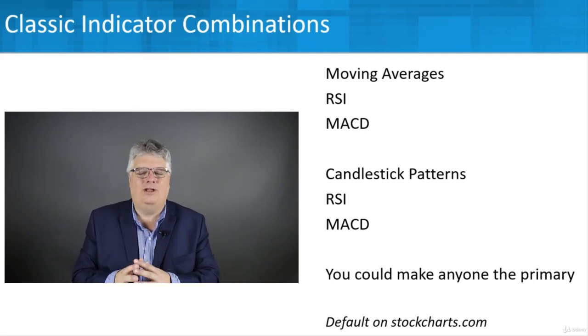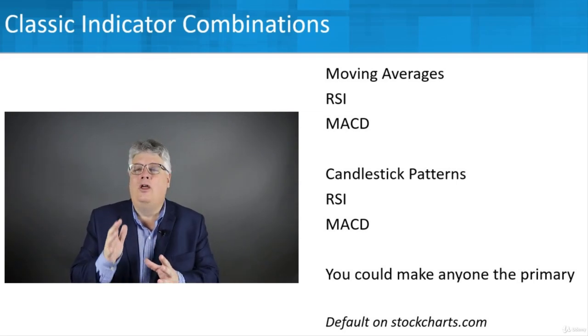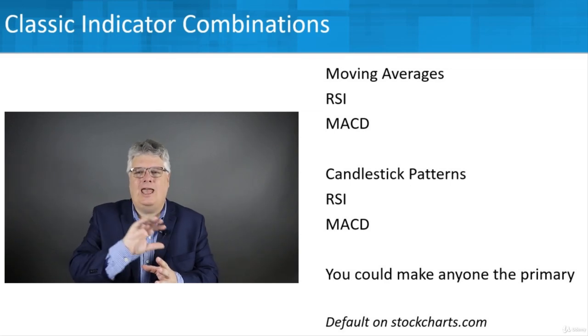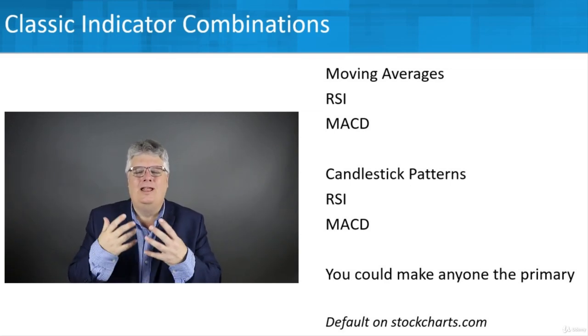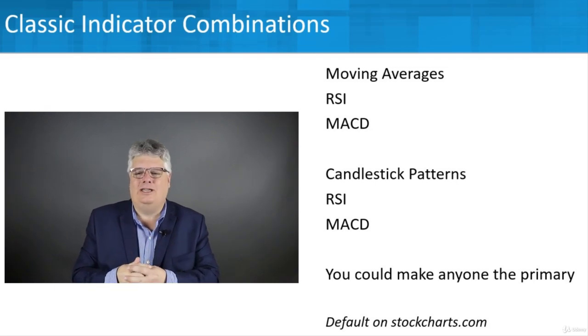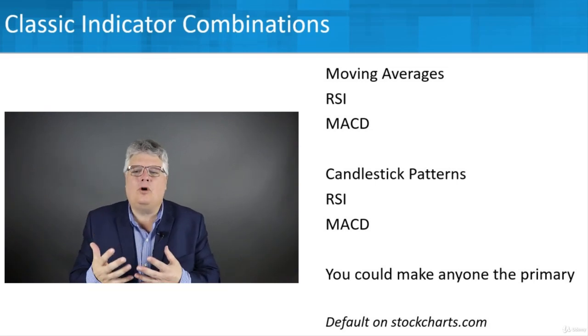So when you go look at defaults, they'll set up that way, or certainly with candlestick patterns on a chart with an RSI maybe above the chart and a MACD below the chart, and you'll see those all together. And you can make any one of them the primary.